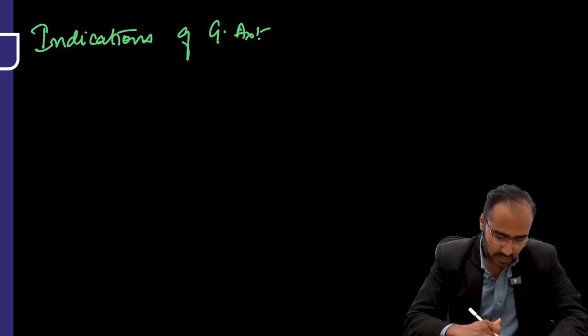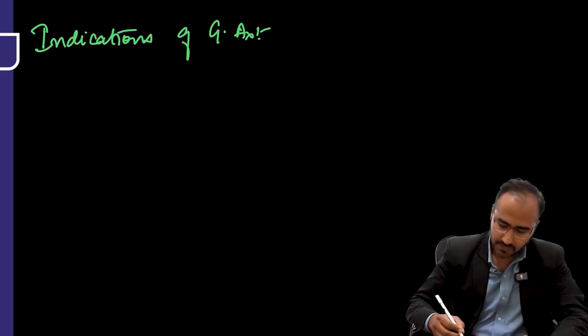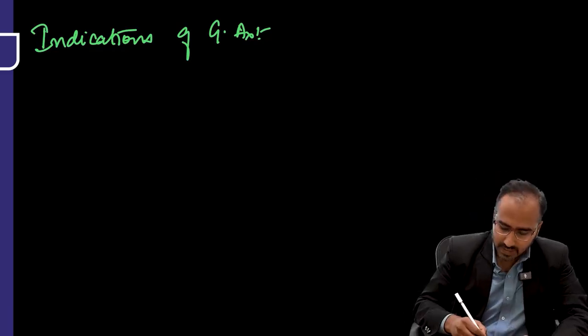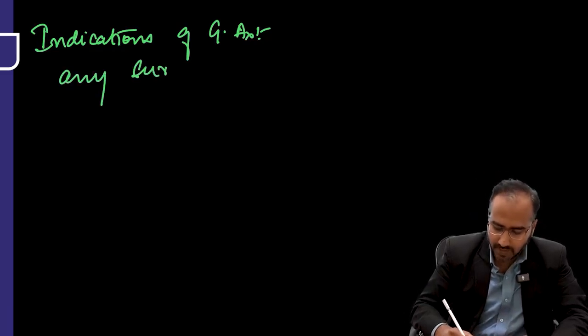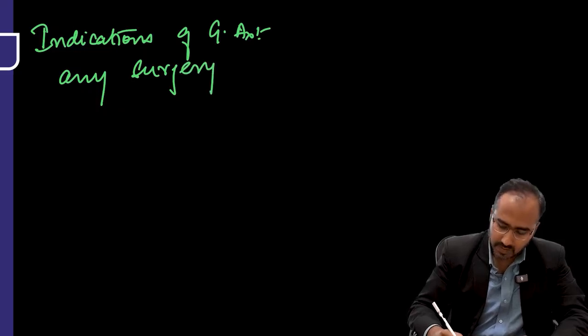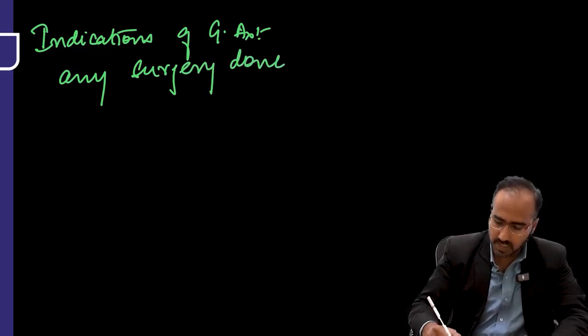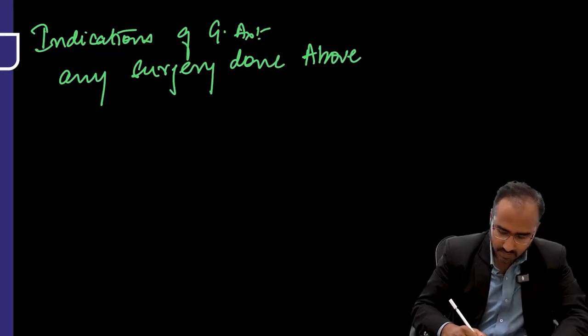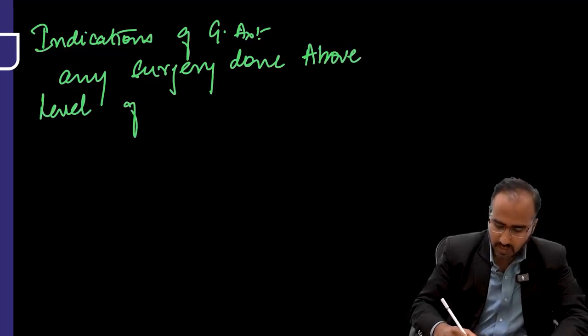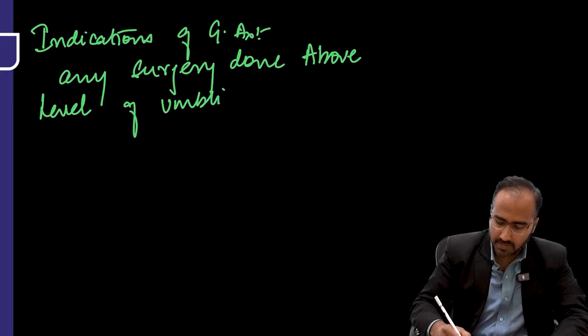What we need to understand in general anesthesia is what is the indication of general anesthesia, in which patients we require to give general anesthesia, right? So the indication of general anesthesia is any surgery done above the level of umbilicus.